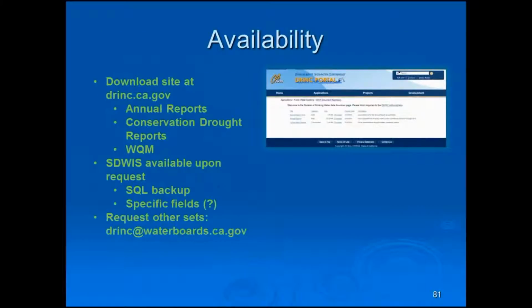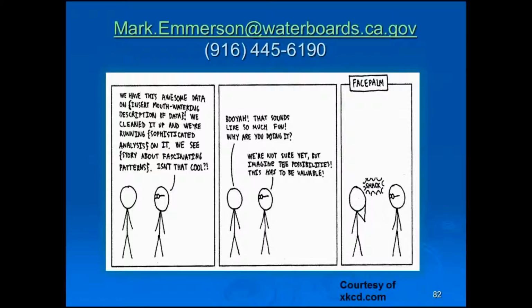Availability. Right now I've got three things that are available, or four things. The WQM is available from the Water Board site. I am going to put it into an Access database. There are 30 million records with some relational tables. You'll be able to download the entire thing and make your own graphs. Conservation drought reports are currently available from a download site that we have, both on the Water Board site and from drink.ca.gov. SDWIS is available upon request, and I plan to take the principal tables of that, put them into an Access data file, and make that available also.